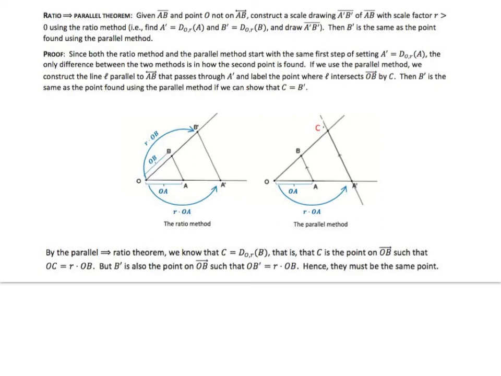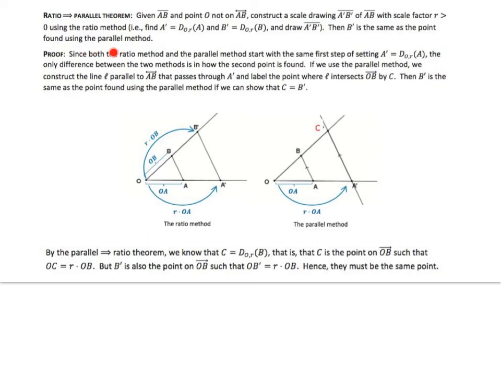Given segment AB and point O not on line AB, construct a scale drawing A prime B prime of segment AB with a scale factor of R greater than 0 using the ratio method. For example, find A prime as the dilation with center O and scale factor R of A, and B prime as the dilation with center O and scale factor R of B. Then draw A prime B prime. So B prime is the same as the point found using the parallel method.